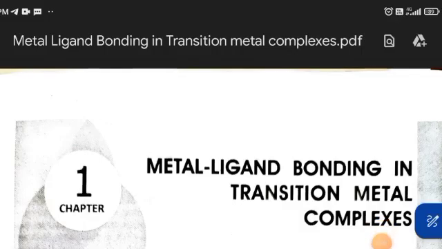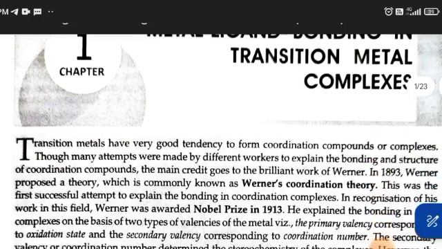In this video, I am going to make a video for visually impaired students. Metal ligand bonding in transition metal complexes.